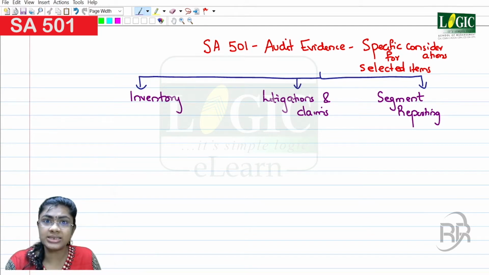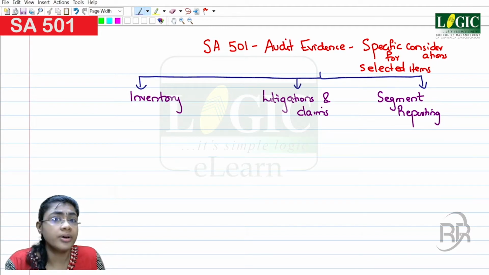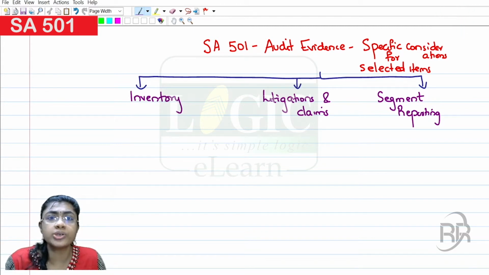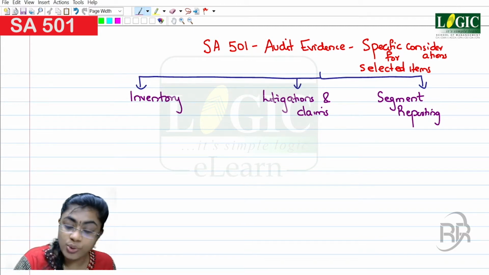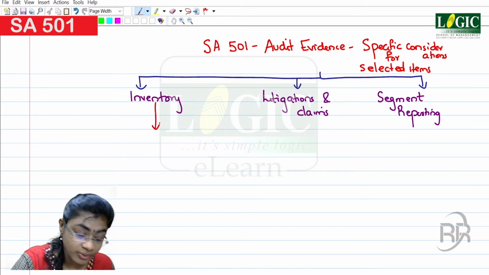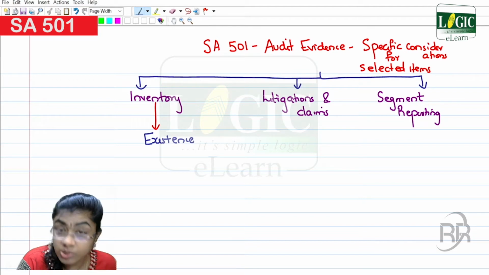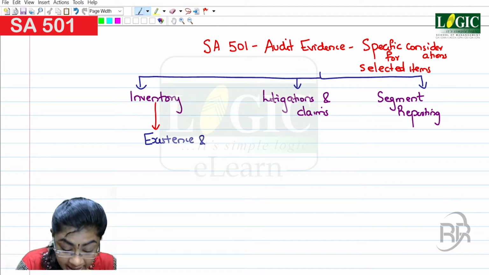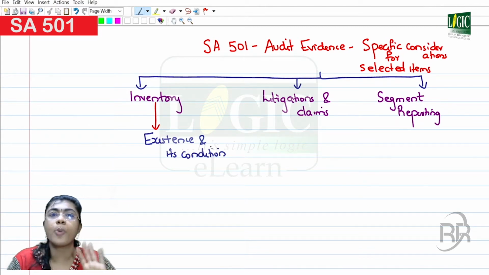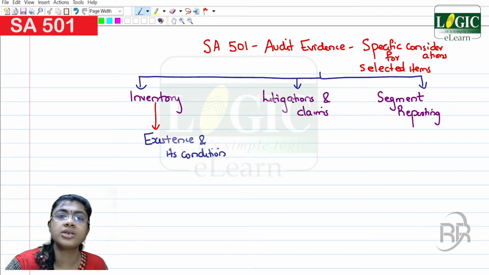In these 3 selected items, what consideration are you going to see? Or regarding these selected items, what audit evidence are you going to obtain? You are going to obtain audit evidence regarding inventories. Inventories, what? Existence. Whether such an inventory is in existence, and its condition. Whether the condition of inventory is proper. That is the specific consideration relating to the inventory.